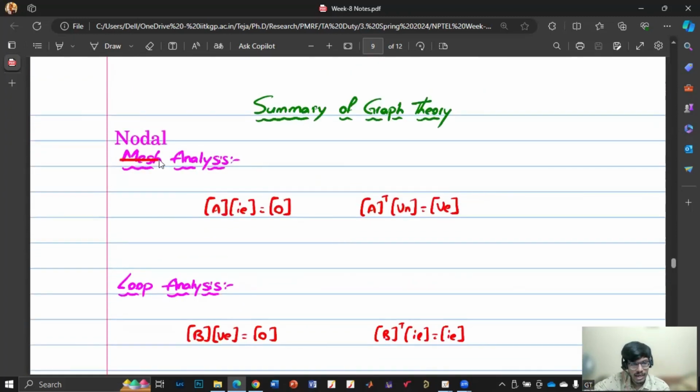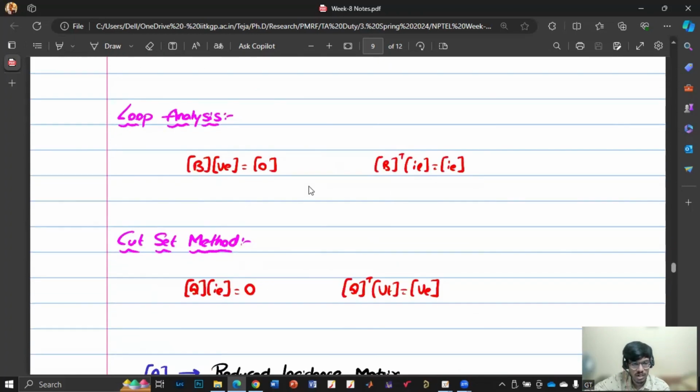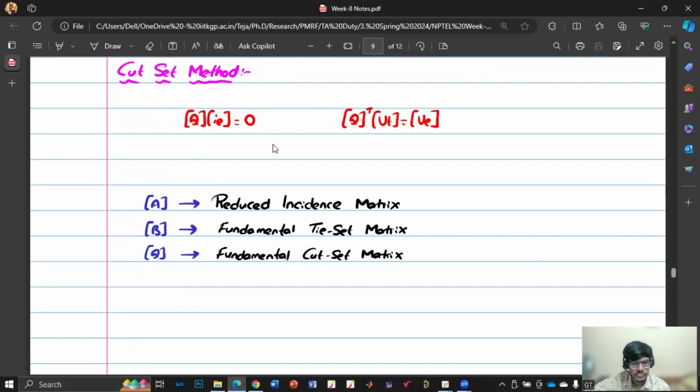In the summary, I made a mistake here. I copy pasted, so it shows as mesh analysis, but it is nodal analysis. The summary of graph theory: using nodal analysis, we got two equations in terms of the A matrix. Using loop analysis or mesh analysis, we got two equations in terms of the B matrix. Using the cut set method, we got two equations in terms of the Q matrix. The A matrix is also called the reduced incidence matrix, the B matrix is also called the fundamental tie set matrix, and the Q matrix is also called the fundamental cut set matrix.